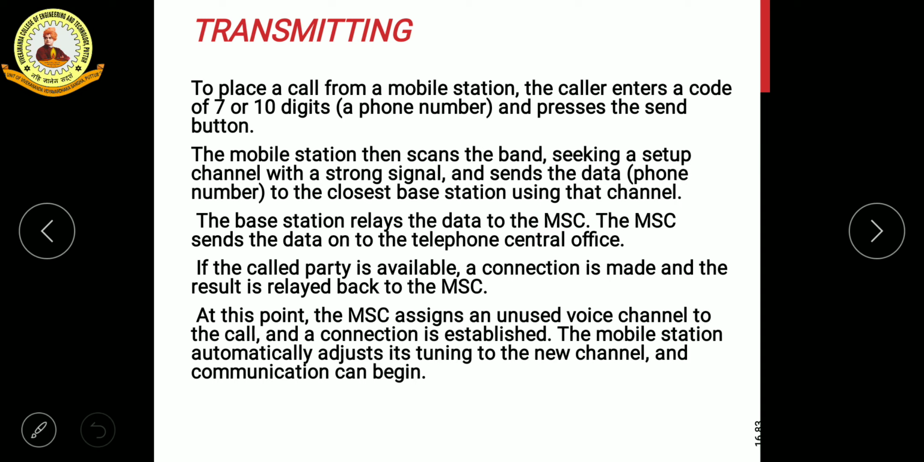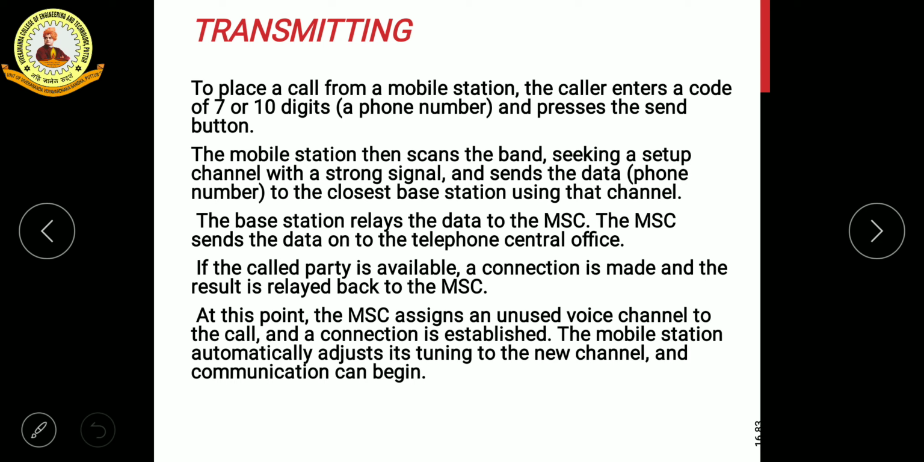The mobile station automatically adjusts its tuning to the new channel, and communication can begin at this point of time. Okay, this is all about transmitting. So in transmitting, what you have learned is that a mobile station gives you information about whom to call. Using those 10 digit numbers, the mobile station seeks the help of the base station for a channel to be created.